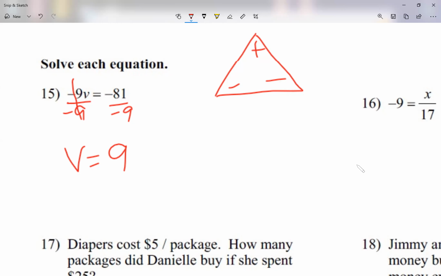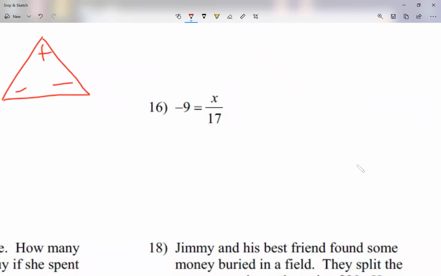Cool. Let's take a look at number 16. There's division. I'm dividing by 17. The opposite of division is multiplication. So I'm going to multiply both sides by 17. I'm just going to cancel them out. But in reality, 17 divided by 17 is 1. So it kind of becomes just a 1. I'm going to cancel it because I'm not going to use it, but it technically becomes a 1.